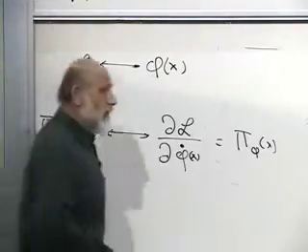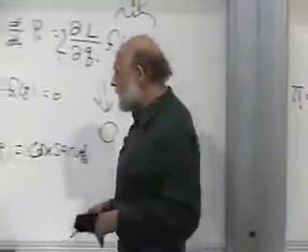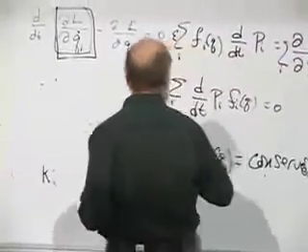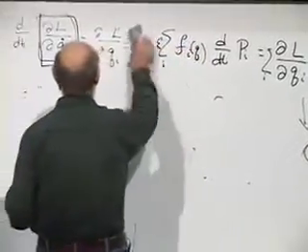Okay? Let's see if we can find some symmetries and conserved quantities associated with our simple field theories. Let's take the simplest field theory that we've written down.